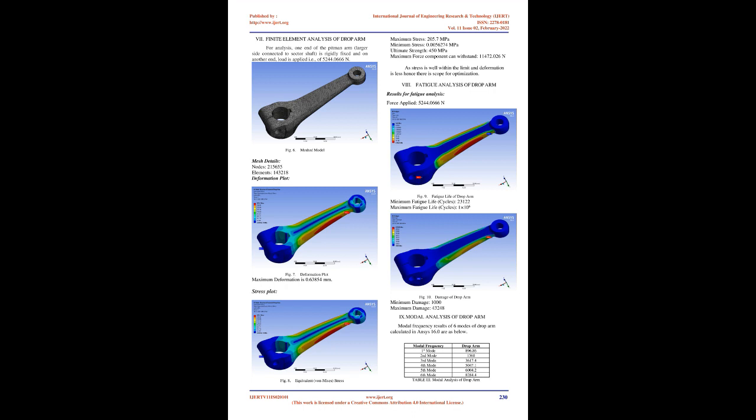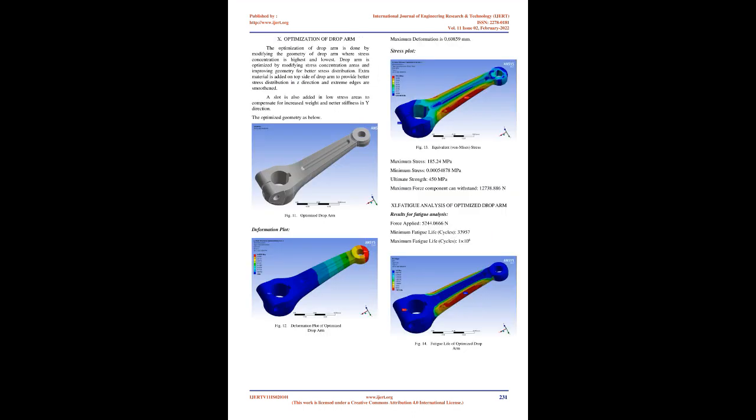33,957. Maximum fatigue life, cycles 1 times 10^6. Fig. 14. Fatigue life of optimized drop arm. Fig. 15. Damage of optimized drop arm. Minimum damage, 1000. Maximum damage, 29,449. 12. Modal analysis of optimized drop arm. The modal frequency results of 6 modes of optimized drop arm calculated in Ansys 16.0 are as below. Modal frequency. Optimized drop arm.